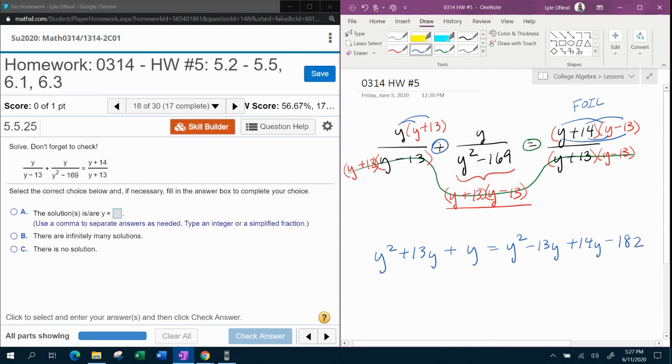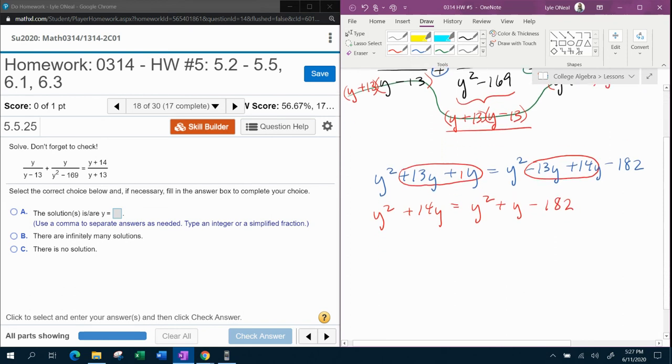Now then, I'm going to need to combine like terms. So I've got my y squared. I've got a plus 13y plus 1y makes plus 14y. On the other side, I've got my y squared, and I've got negative 13y plus 14y. That is a positive 1y minus 182.